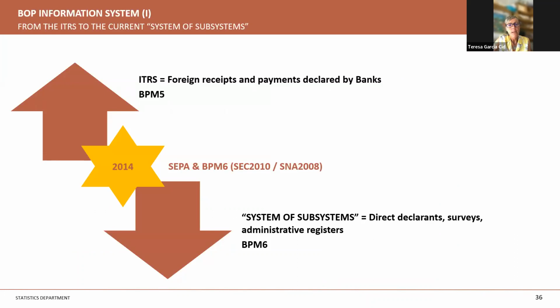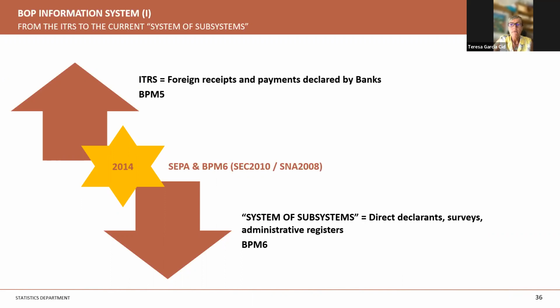Moving now to the balance of payments information system. The first aspect I want to highlight is that in the year 2014, two important events happened. On the one hand, the full implementation of the Single European Payments Area. And on the other hand, the implementation at European level, in a coordinated manner, of the 6th edition of the Balance of Payments Manual of the International Monetary Fund. Because of these two events, in 2014 our information system for the estimation of the balance of payments changed completely.